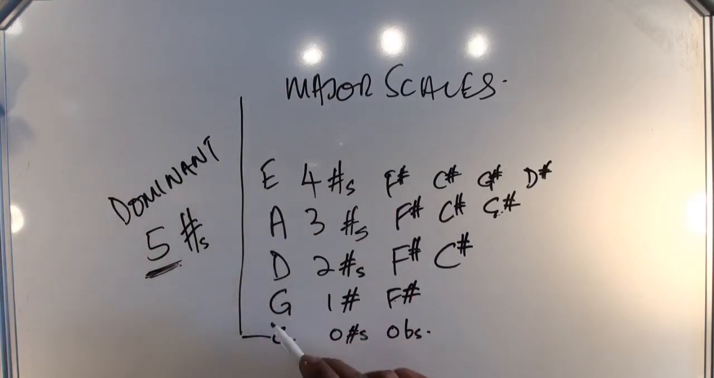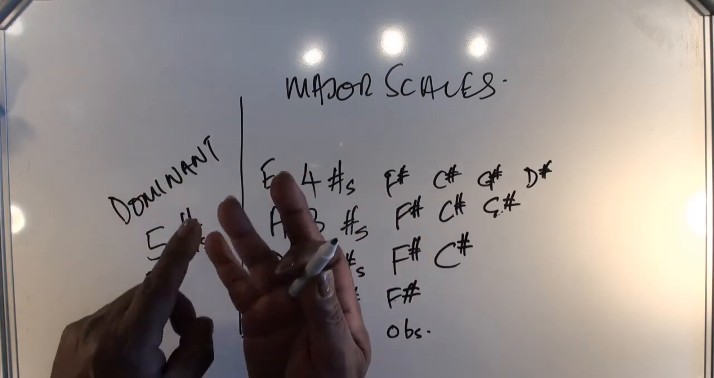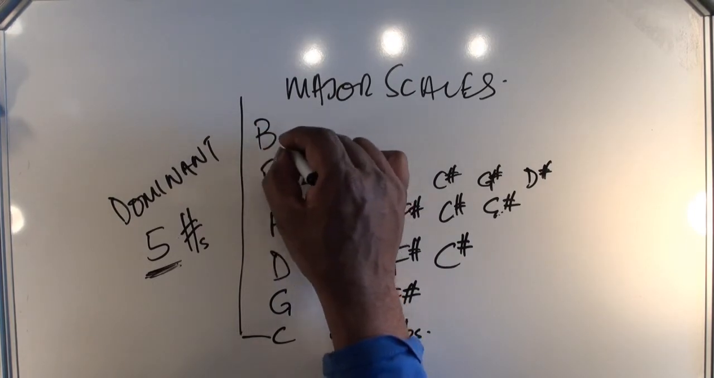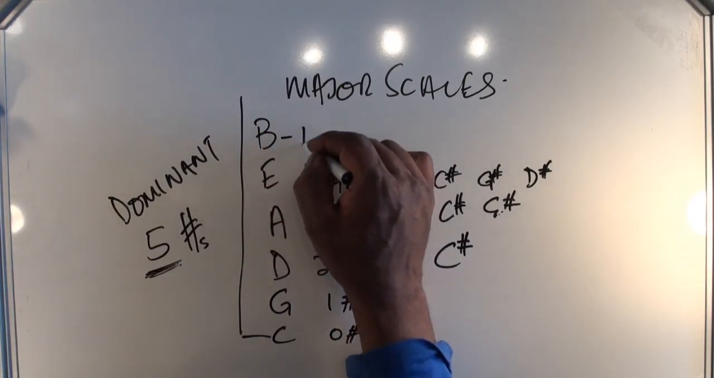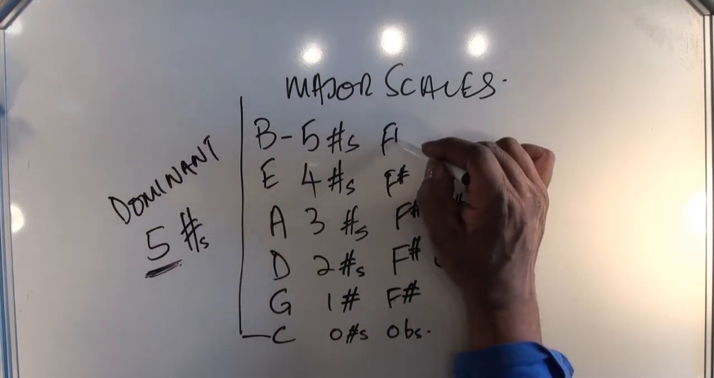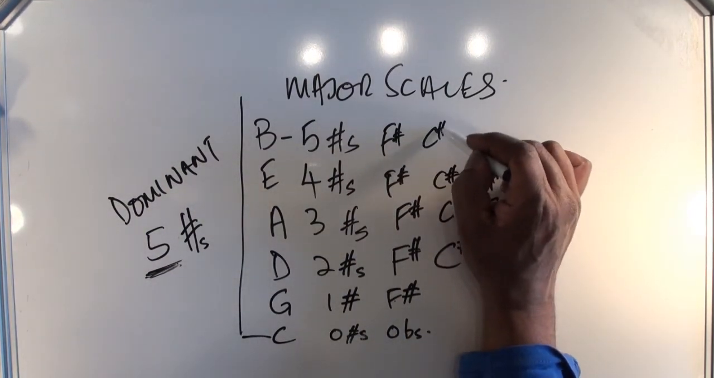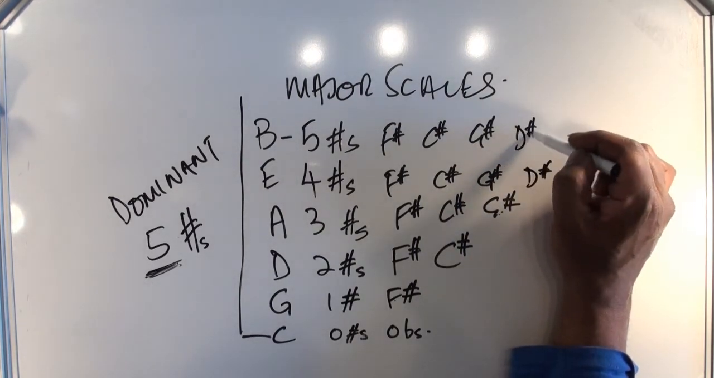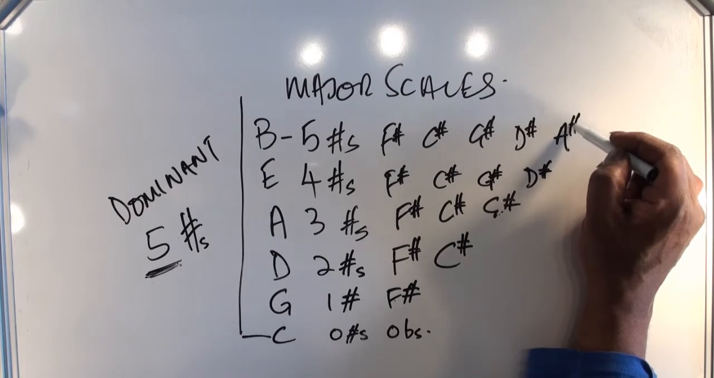We're going to go one more. E, F, G, A, B. B major has 5 sharps. That is F sharp, C sharp, G sharp, D sharp, and A sharp.